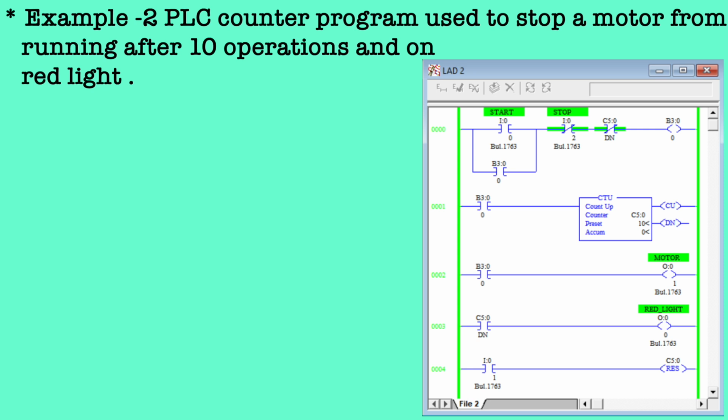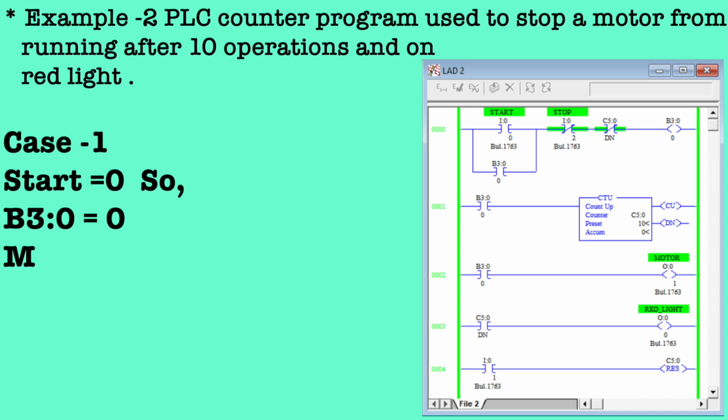output address is provided to the switch, and the motor is connected as an output in rung 3. The address of the output motor is O:0/1, and the address of the output red light is O:0/0. So let's take it step by step, or case by case.